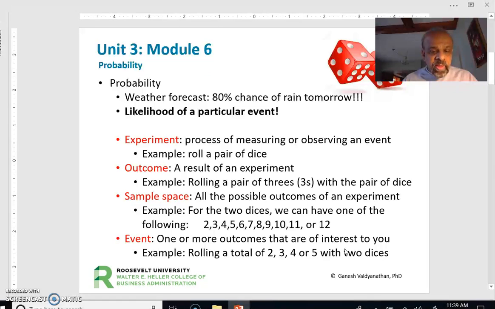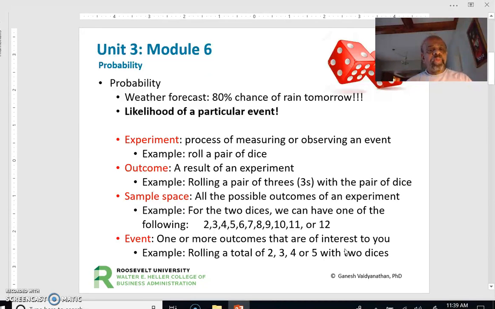So before we go further, one of the things that we want to talk about is what are the different terminologies that we're going to be using in probability. The first one is experiment. Experiment, for example, if you roll a pair of dice, that is an experiment. Basically, what we are saying is this is the process of measuring or observing an event. So when you roll a dice, it gives you the ability to measure or observe the event which is going to happen after you roll the dice.